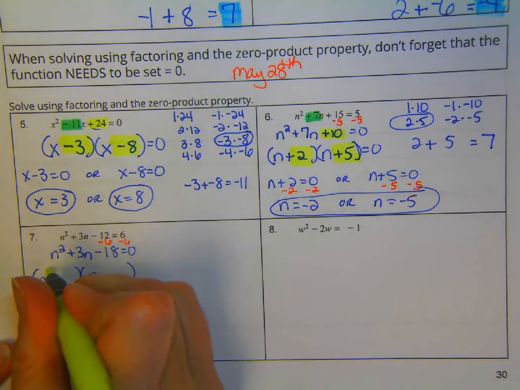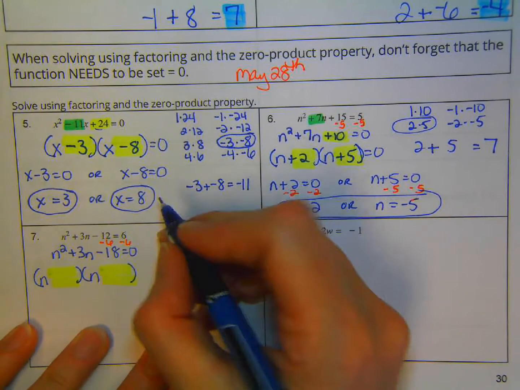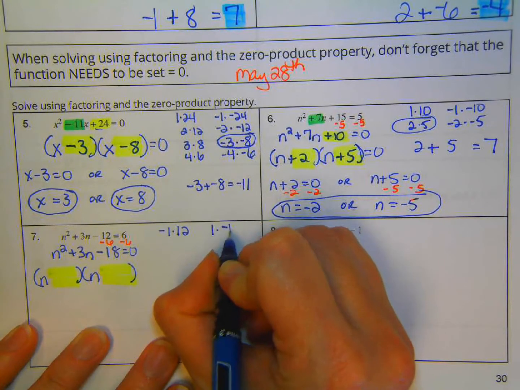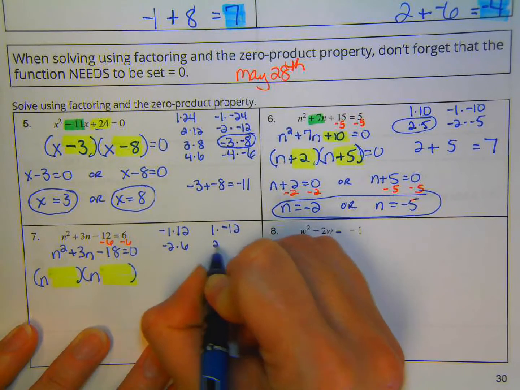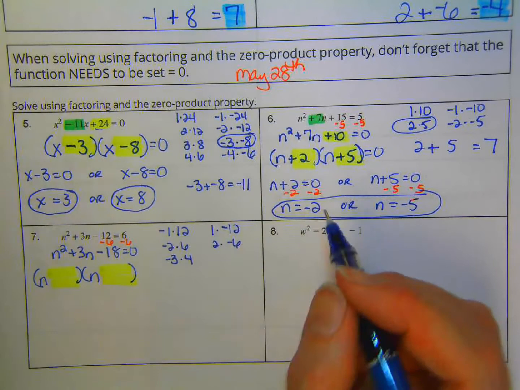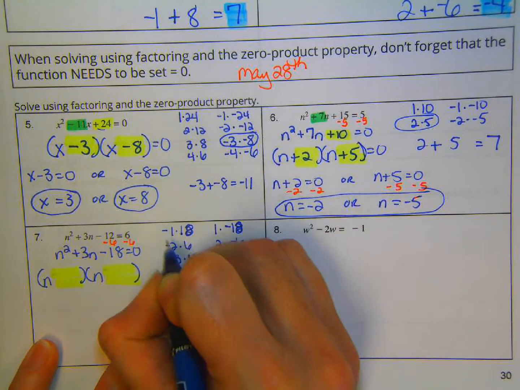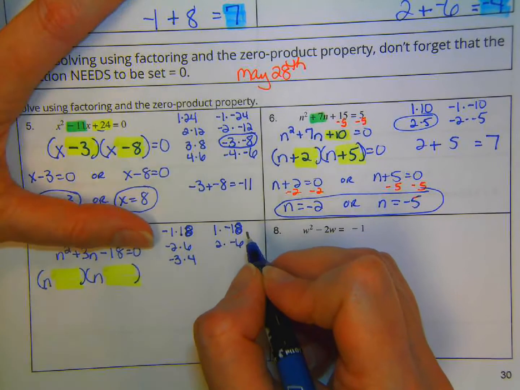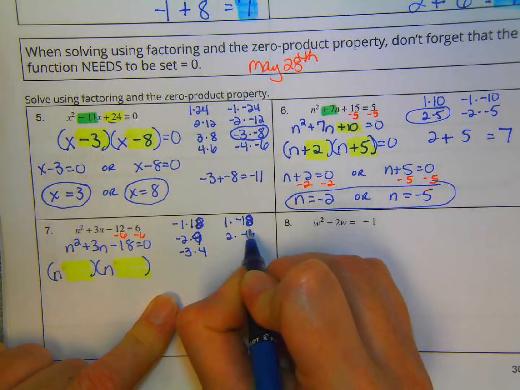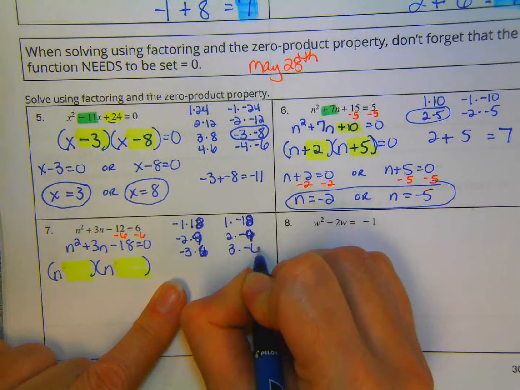And we need two numbers that when you multiply them, they give you negative 18. So what are our options here? Excuse me, I need 18. So 1 times negative 18, negative 1 times 18, and then we've got negative 2 times 9 and 2 times negative 9. Negative 3 times 6 and 3 times negative 6.